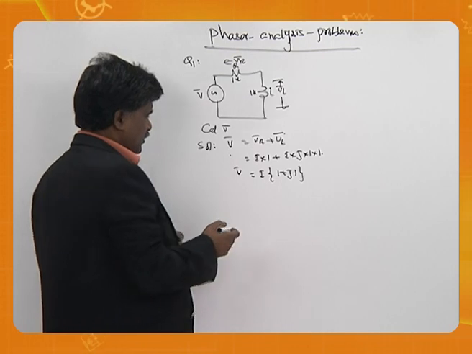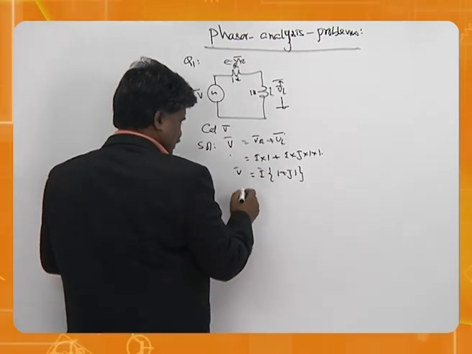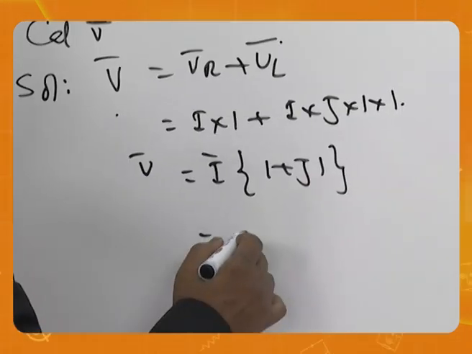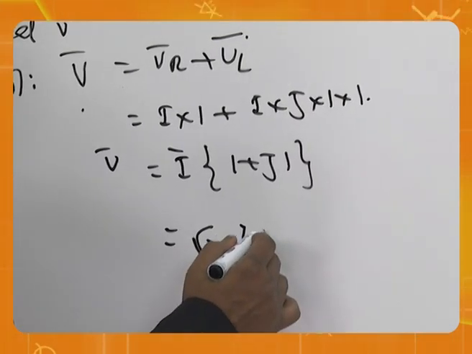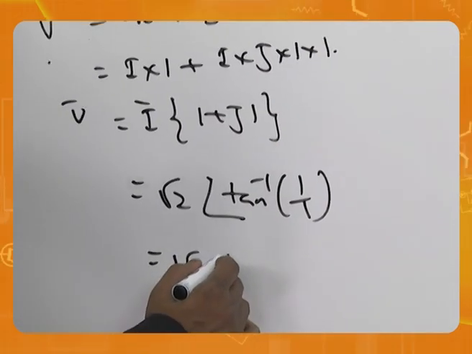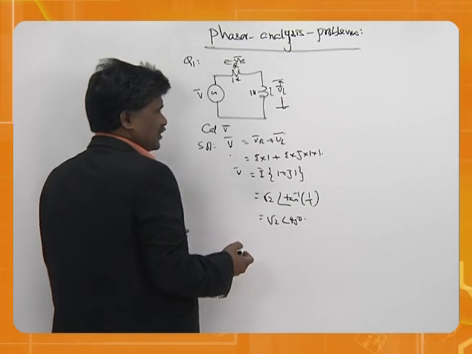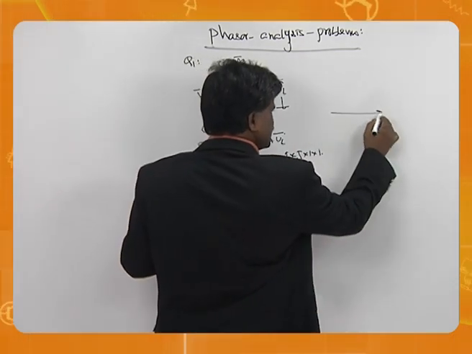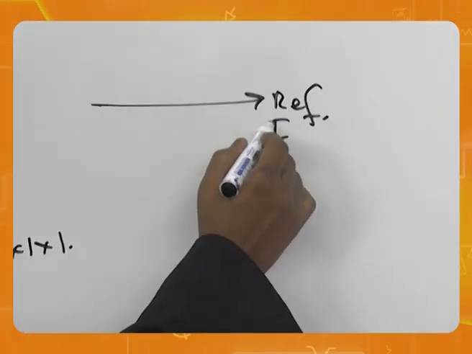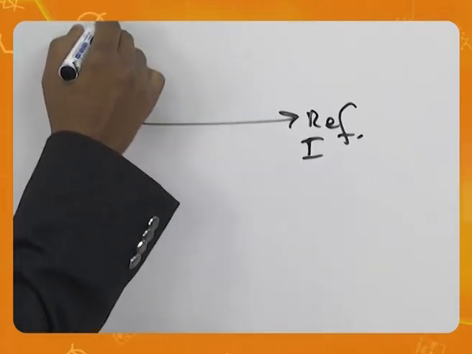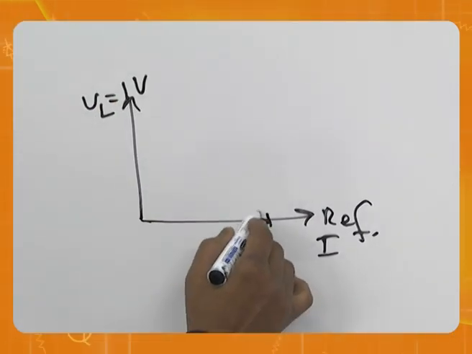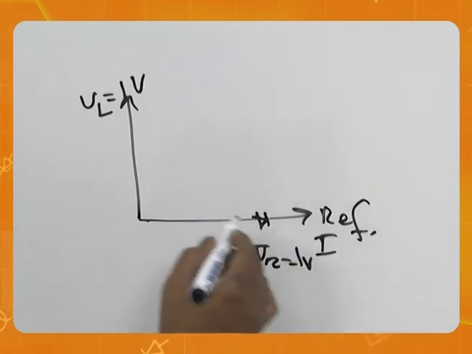Okay. In the process, you can say what is the magnitude and what is the angle. This is root 2 angle tan inverse of 1 by 1. That means root 2 angle 45. But he is asking for the drawing. For example, this is the reference level, or you say that reference is I. Inductor is here, VL. VL is 1 volt. VR is also 1 volt.